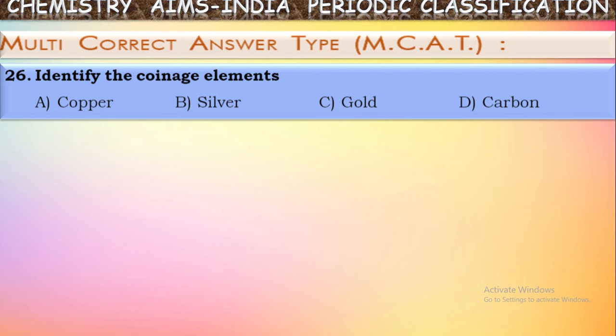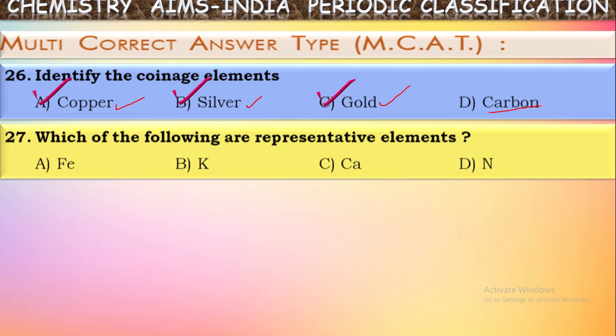Identify the coinage elements. In the modern periodic table, 1B group elements, that means first B group elements or 11th group elements, are used for making coins. For minting of coins they were used. That's why they are specially called coinage metals. See which are first B group elements, those will be correct answers here. Copper, silver, gold. These are 1B group elements which are called coinage metals. But carbon is a fourth group element, which is not. Okay, only these three are correct answers.